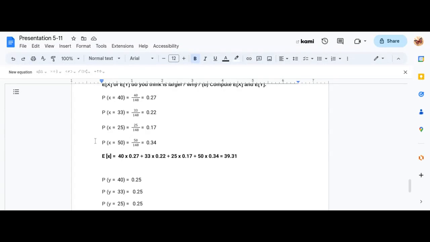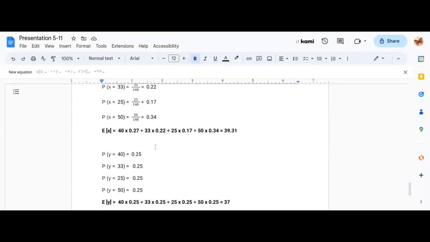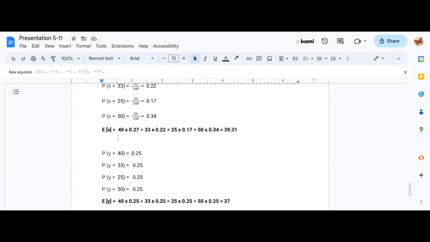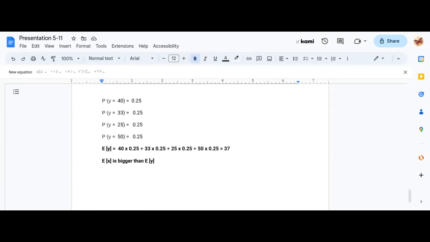So this is the expected value for X. P(X equals 40) is 40 over 148 because that bus holds 40 students out of the 148, and that gives you 0.27. For X equals 33, you get 0.22. For X equals 25, you get 0.17. For X equals 50, you get 0.34. The expected value equals 40 times 0.27 plus 33 times 0.22 plus 25 times 0.17 plus 50 times 0.34, which equals 39.31.